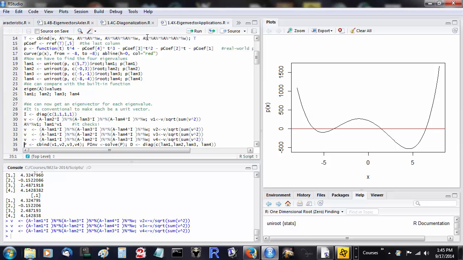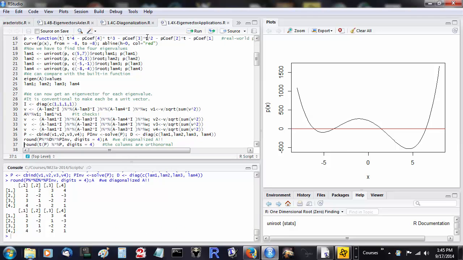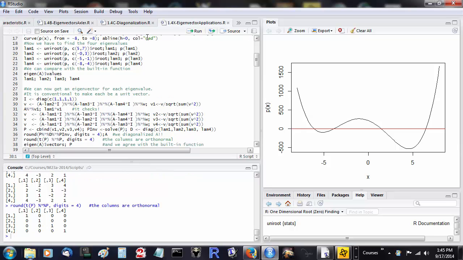Let's calculate its inverse, and let's make a diagonal matrix out of our 4 eigenvalues. Having done that, we've succeeded in expressing A as a product of P times D times P inverse. We have diagonalized it. And not only that, we have arranged things so that the columns are orthonormal vectors. In other words, the matrix P is an isometry. The check on that is that its transpose is its inverse. Its transpose times itself is the identity matrix.